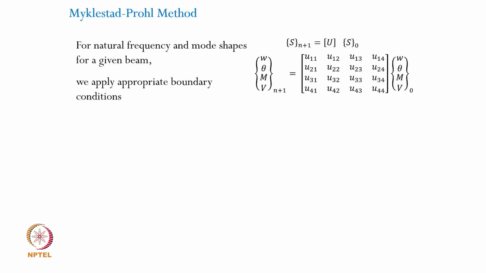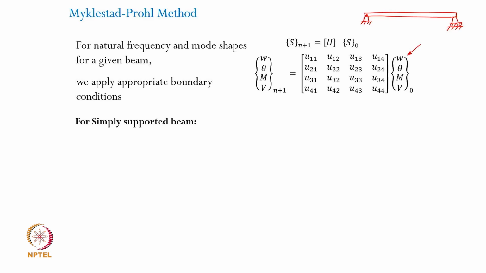Now for natural frequency and mode shapes, let's apply appropriate boundary conditions. Now let's take one example of a simply supported beam. Let's say this is hinged at one end, okay, and supported simply at the other side as well. What are the boundary conditions for a simply supported beam? Now you have 4 state variables here, right? Deflection, slope, bending moment and shear force.